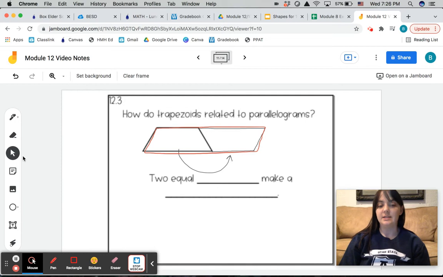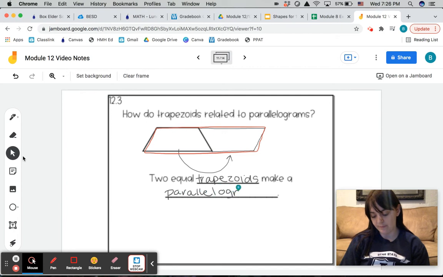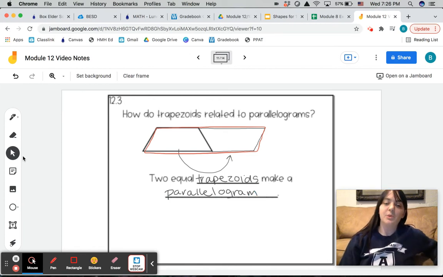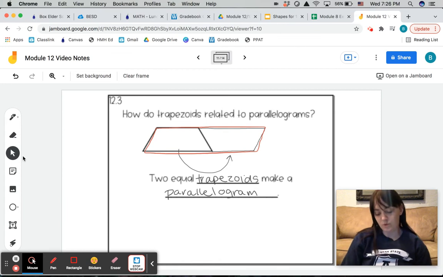And so that means that two equal trapezoids make a parallelogram. So just like we talked about in 12.2, you can take two identical triangles and make them into a parallelogram, but you can also take two identical trapezoids and make them into a parallelogram as well. This works for all different shapes of trapezoids.